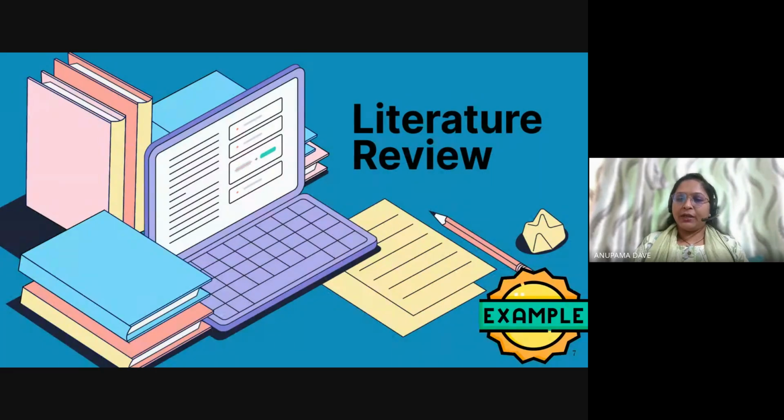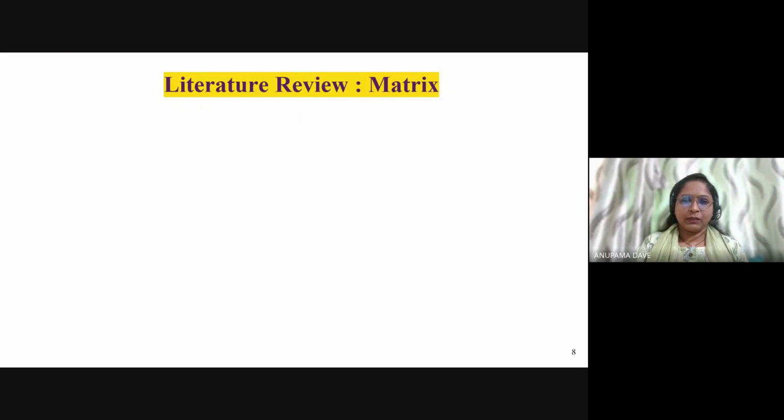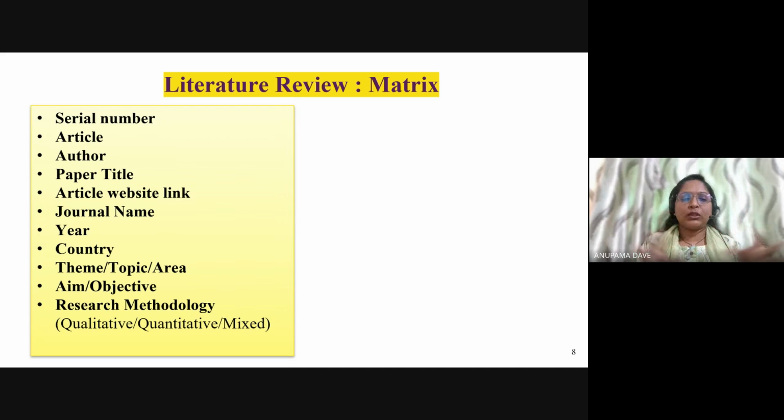So when you talk about literature review, you should ideally begin by creating a literature matrix. When you are doing a literature review, there are a few things that you should always document, because you will not be able to remember all of them. So I would really urge you all to create a literature matrix wherein you document all of them. That's article, author, paper title, journal name, year, country.